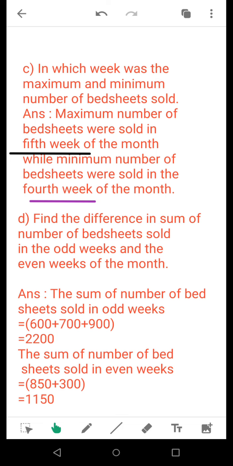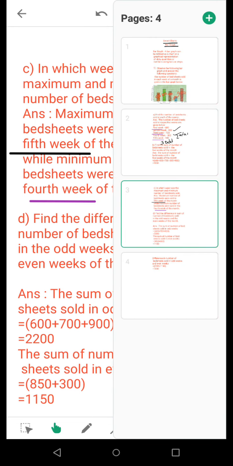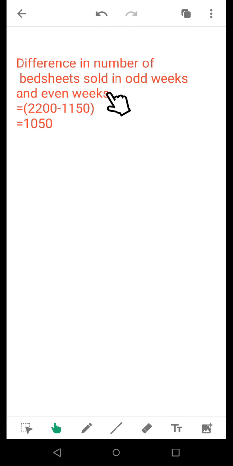Now in order to find the difference, we need to subtract the values. So difference in number of bed sheets sold in odd weeks and even weeks are given by, you can see that number of bed sheets sold is more in odd weeks. So from 2200 you subtract 1150, and finally your answer will be 1050.